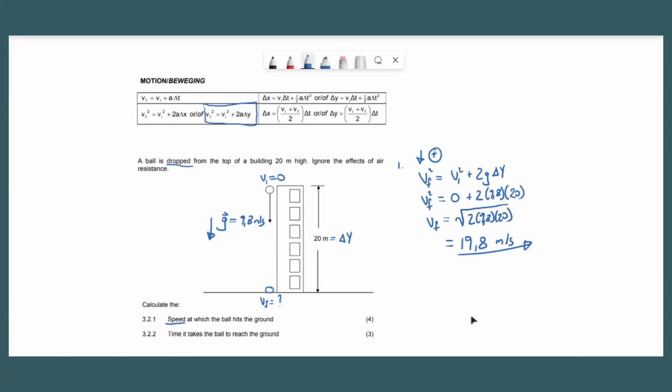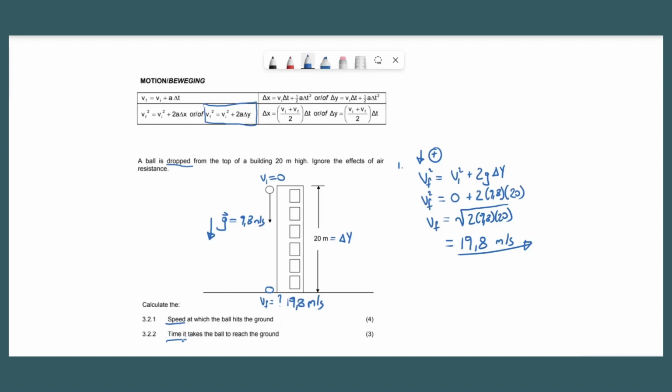Okay, so for the first question, you should get an answer of 19.8 meters per second. So now let's go to the next one. In the next question, they are asking you to calculate the time it takes the ball to reach the ground. In the previous question, we found that the velocity at which the ball is going to reach the ground is 19.8 meters per second. So we can write it there.